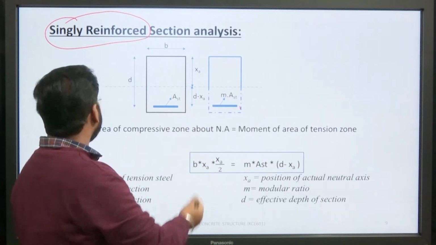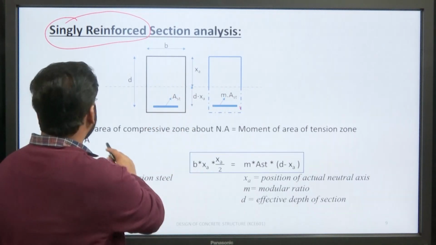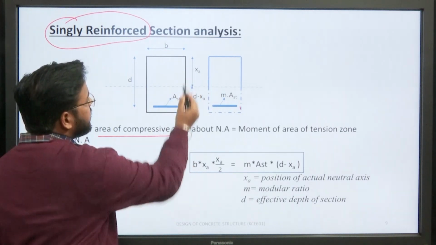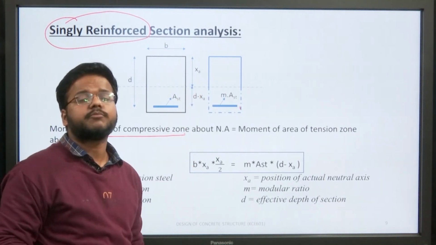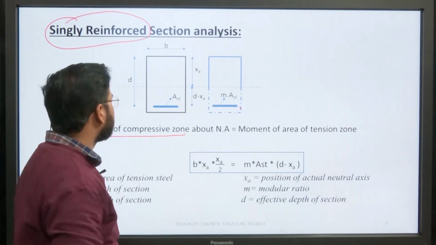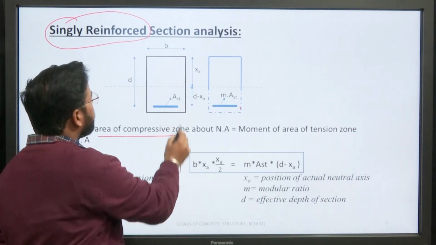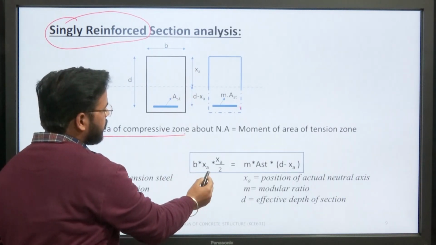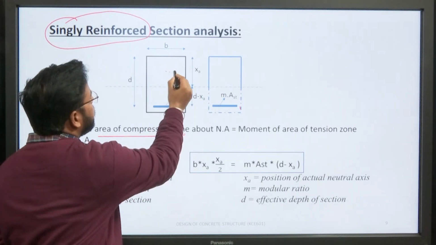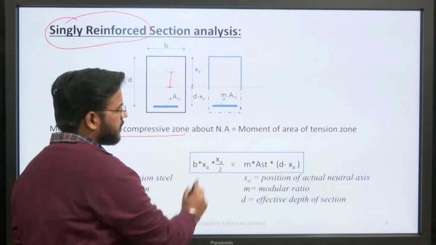Okay. So, we can analyze the moment of the compressive zone area. The area of the compressive zone is equal to b into xa. xa tells about the position of the neutral axis, that is, what is actually the position of the neutral axis. So, the area of the compressive zone is b into xa, and its moment about the neutral axis will be xa by 2, from there to there. So, it will be b into xa by 2.